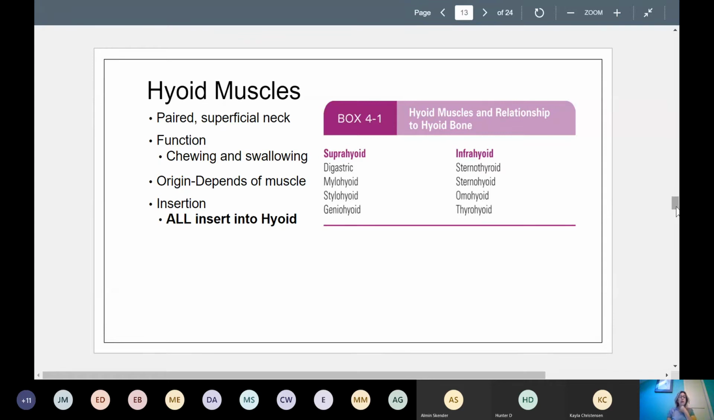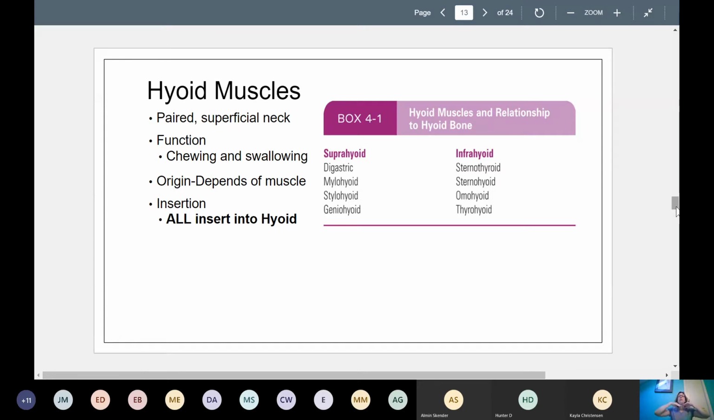So if you remember the hyoid bone, it's that little horseshoe-shaped bone that's right about here, that's surrounded by the thyroid cartilage and thyroid gland. All of your hyoid muscles are going to insert into that hyoid bone. So it's a very active, very important little bone that's suspended right here in the neck. You've got suprahyoid and infrahyoid. Suprahyoid muscles are going to be above the hyoid bone, or supra, and infrahyoid are going to be below the hyoid bone. So the hyoid bone sits right about in the middle.